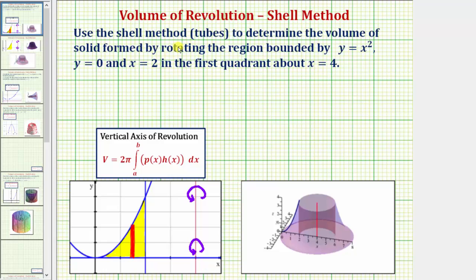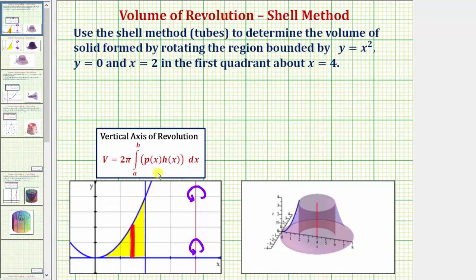We want to use the shell method, sometimes referred to as the tubes method, to determine the volume of a solid formed by rotating the region bounded by y equals x squared, y equals 0, and x equals 2 in the first octant about x equals 4. Let's first graph the bounded region as well as the axis of rotation.